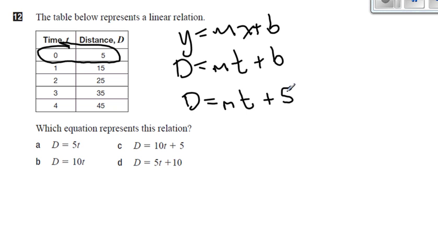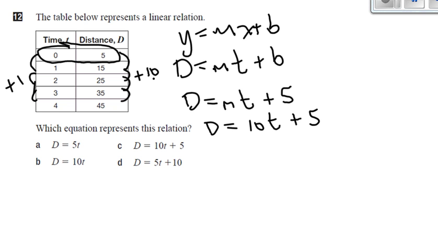So I know the starting value is 5, and then the slope, so delta x is plus 1, delta y is plus 10. So my slope would be 10 over 1. So the equation is y equals 10t plus 5. And there it is right there.